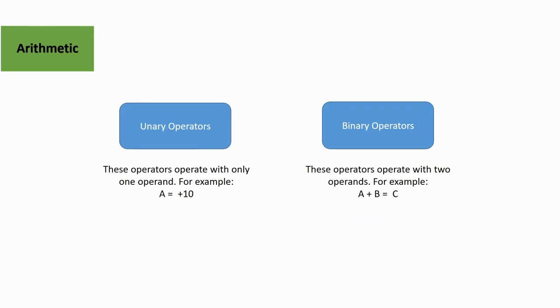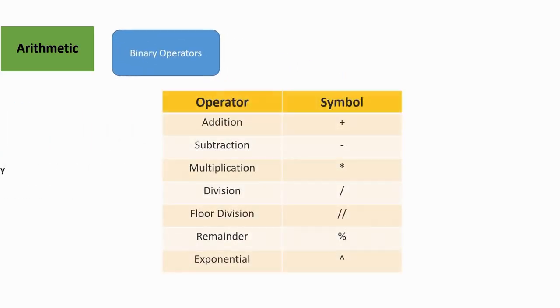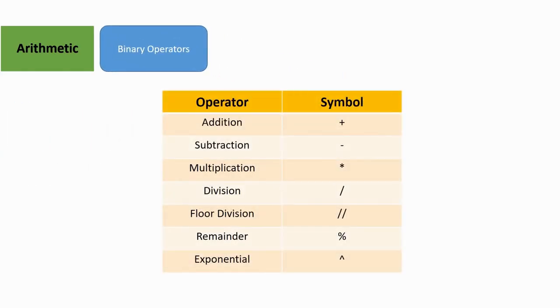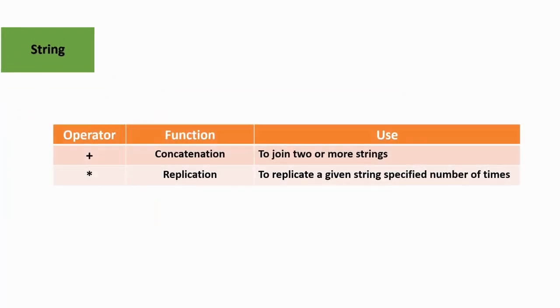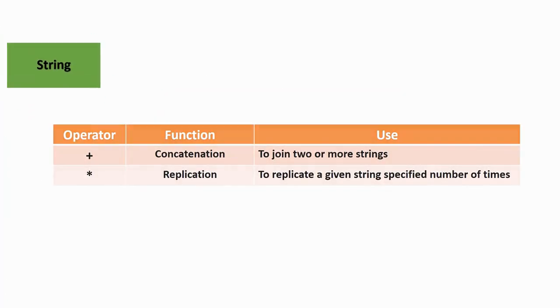Arithmetic operators. These operators are used to perform mathematical operations. They are of 2 types, unary operators and binary operators. Binary operators work with 2 operands. For example, binary operators are of different kinds which are shown in the table. String operators. These operators are used to perform operations on a string as shown in the table given.